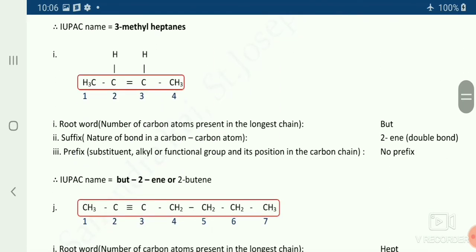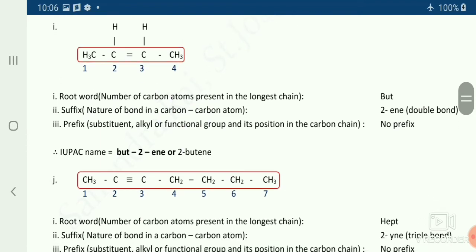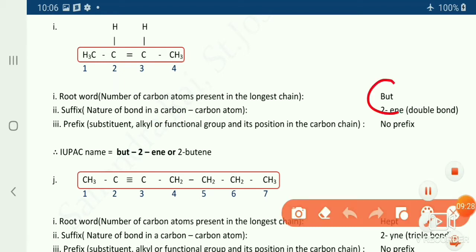Okay, we go to the next one. A straight chain where you can see a functional group also. There is no branch, so it's a simple one. Let's count the number of carbons. 1, 2, 3, 4. So therefore your root word is going to be but: meth, eth, prop, but.